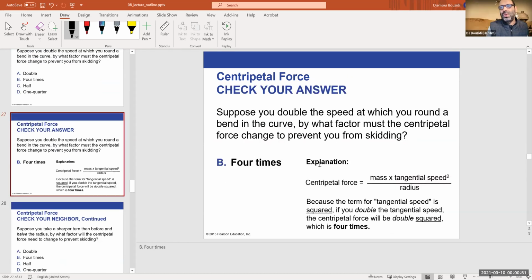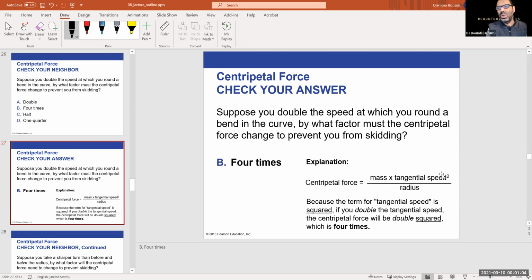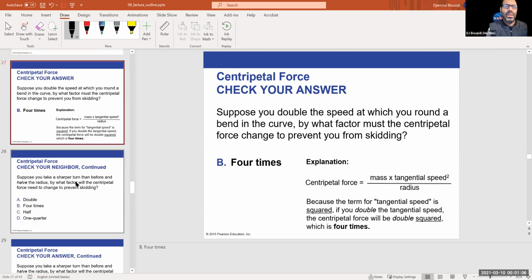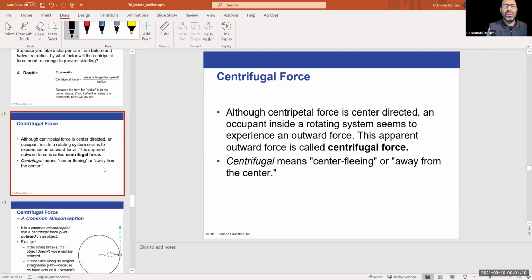Okay, again, this is the 4 times as I was talking about, okay? Suppose you double the speed at which you round a bend on the curve, by what factor must the centripetal force be changed to prevent you from skidding? 4 times, because of that square thing, okay? And this is again the radii. The centrifugal force is the one that I was talking about. It's not really a force, it's an inertia, okay?